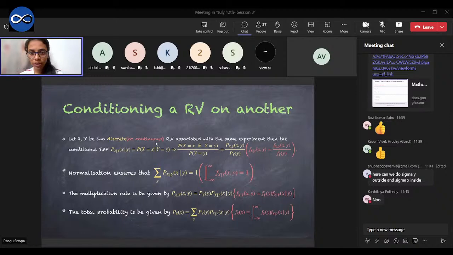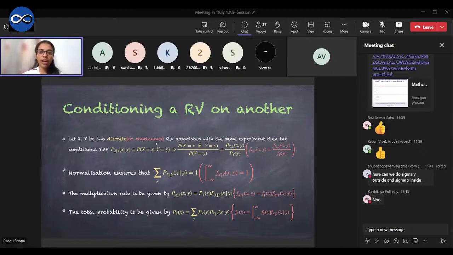Conditioning a random variable on another. Let X and Y be two discrete or continuous random variables associated with the same experiment. Then the conditional PMF P of X given Y, of x given y, is equal to P of X equal to x given Y equal to y, which is P of X equal to x and Y equal to y upon P of Y equal to y, which is equal to P of X,Y of x comma y by P_Y of y.